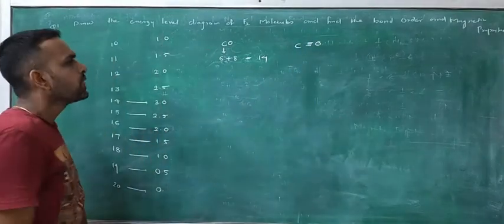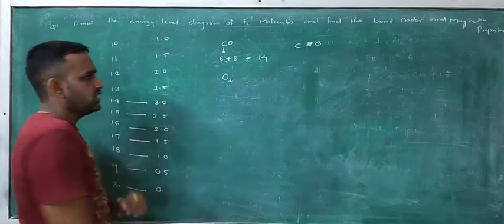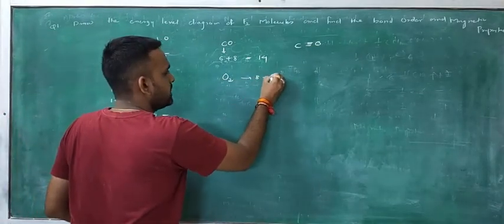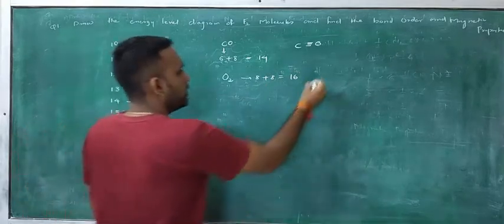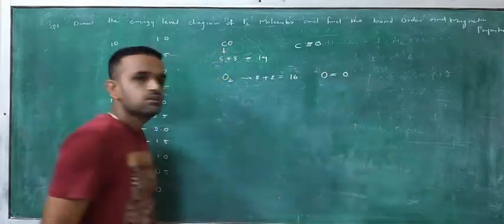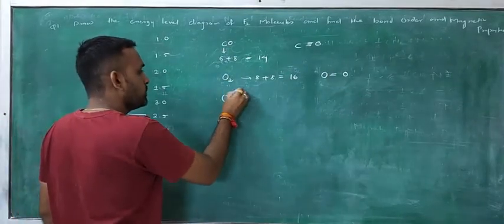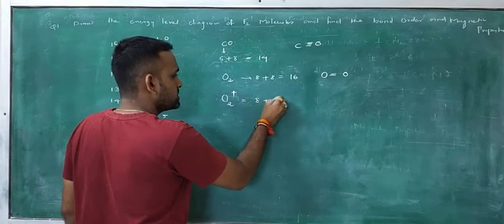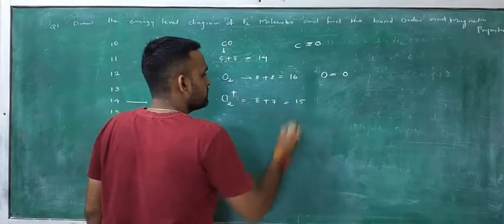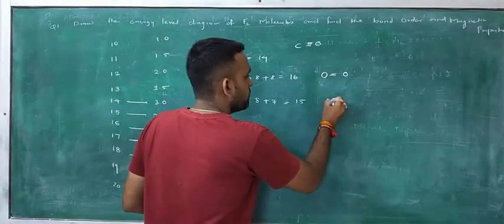Is it clear? Directly, if you write O2, in one oxygen there are 8, so 8 plus 8 is equal to 16. For 16, the bond order will be 2, a double bond. If somebody asks you O2 plus, the total number of electrons is 8 plus 7, that is equal to 15. And if it is 15, then the bond order is 2.5.